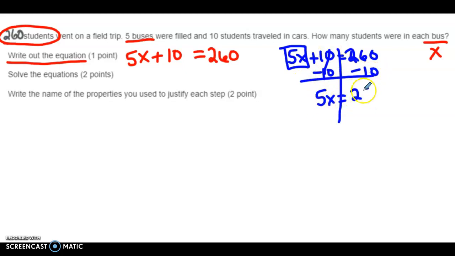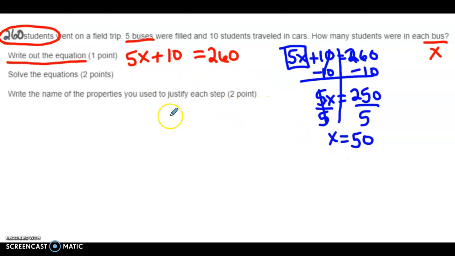And then simplify. And now I need to get rid of the 5. Since it's times 5, I'm going to divide each side by 5 because those are opposite operations. So when I solved for this, I found out that the number of students on each bus, which I labeled as X, is going to be 50. So this was step 2 with solving.